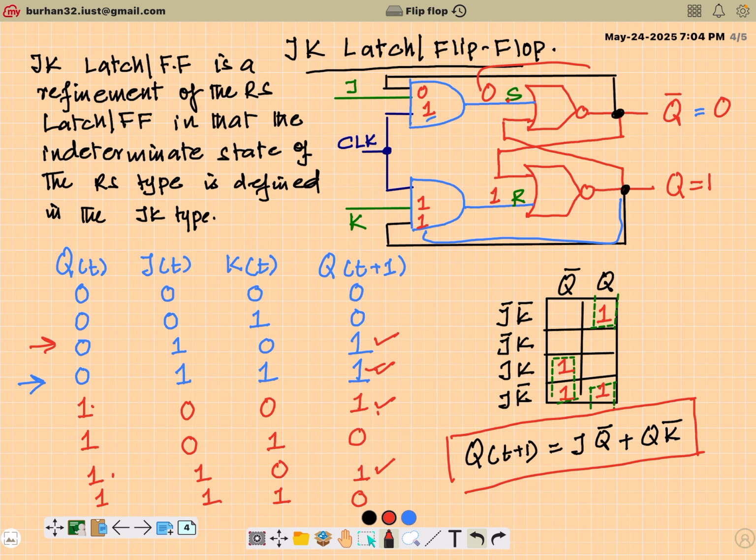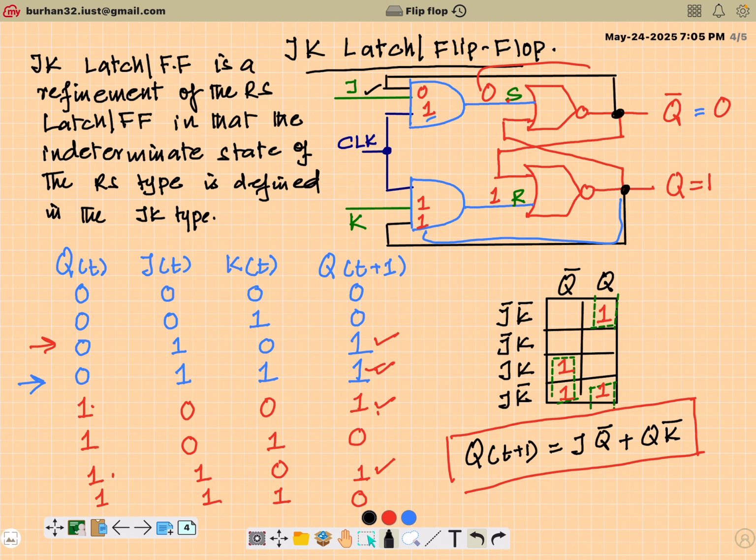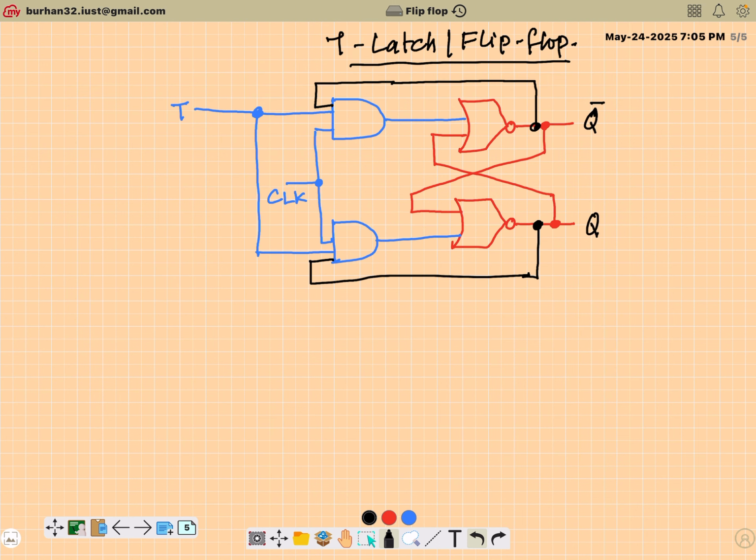And then a modification of the JK latch or JK flip-flop is what's known as a T latch or a T flip-flop. Fine. And the modification here is that instead of using two separate inputs J and K, we just combine them directly. So we have a single input T that goes to the upper AND gate, and the same input goes to the lower AND gate.